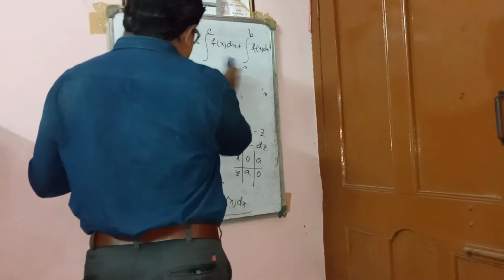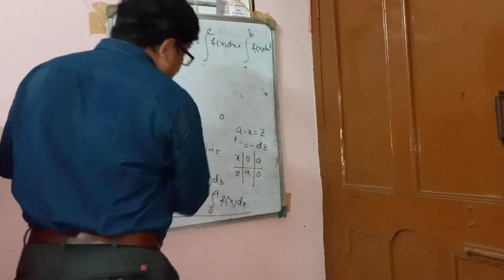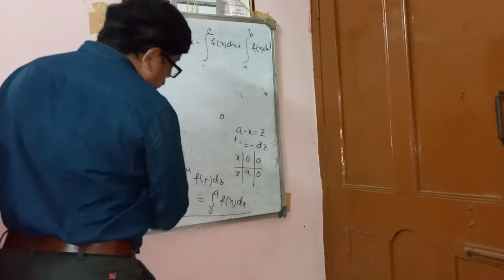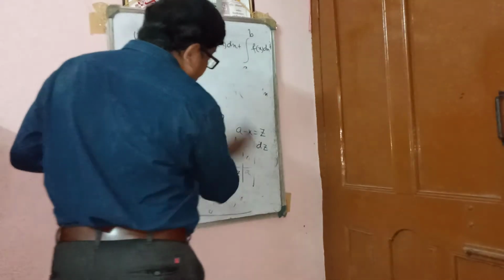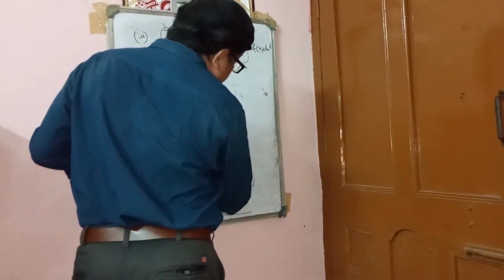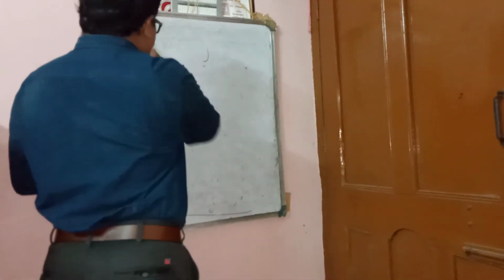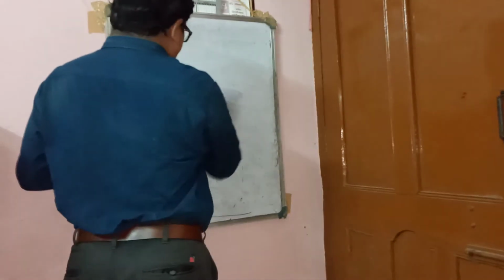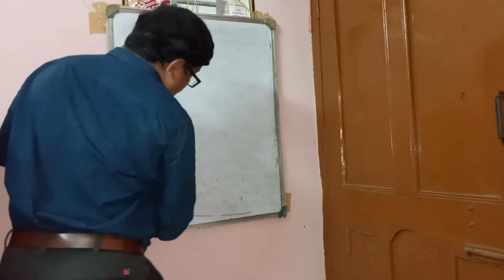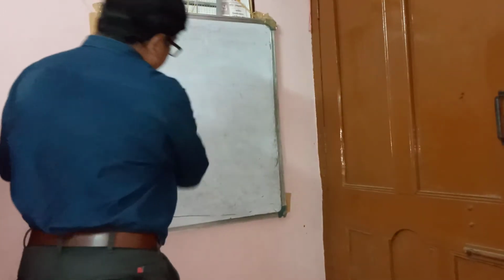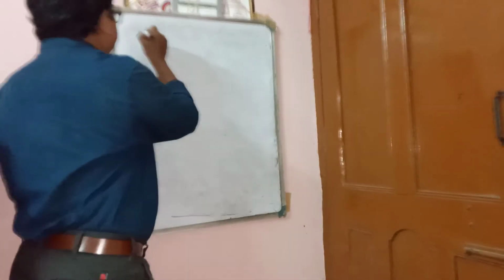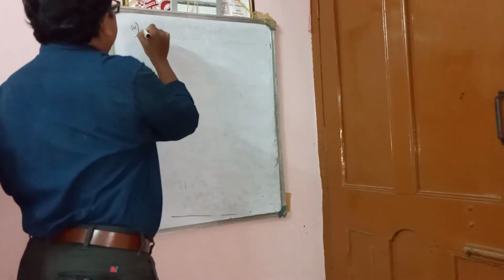Now, remember, the integral from 0 to a of f(x) dx equals the integral from 0 to a of f(a minus x) dx. Right. Next property, number 4 or number 5.